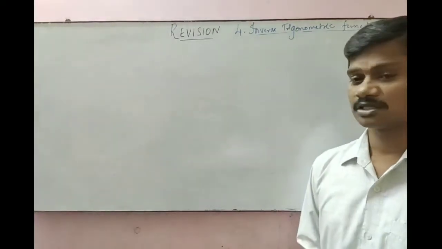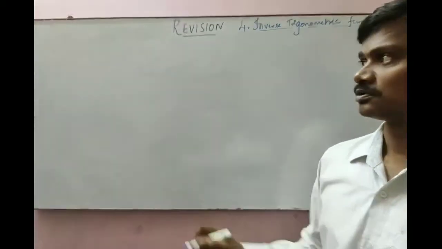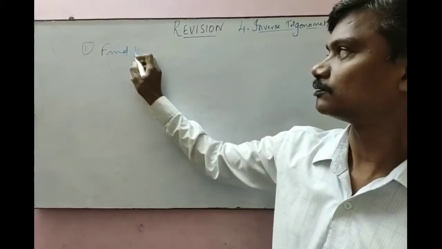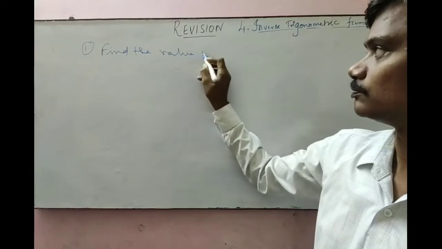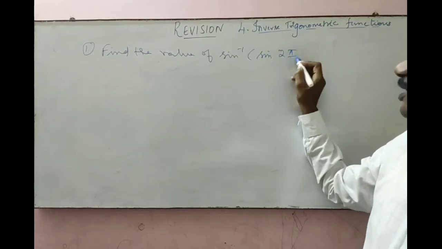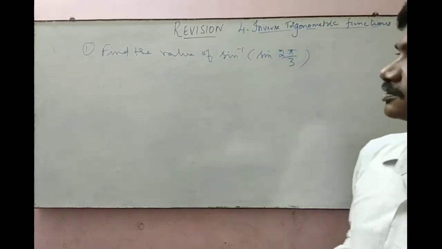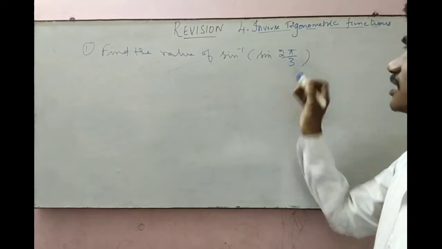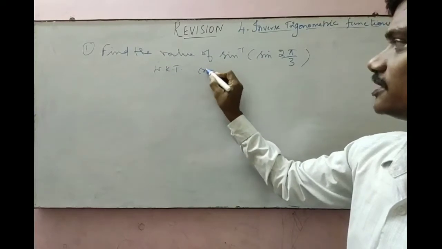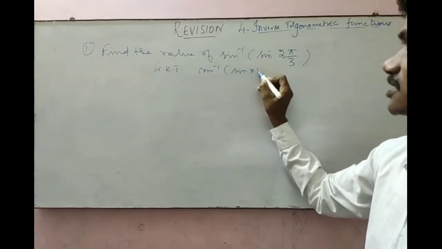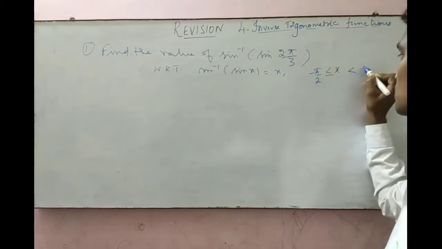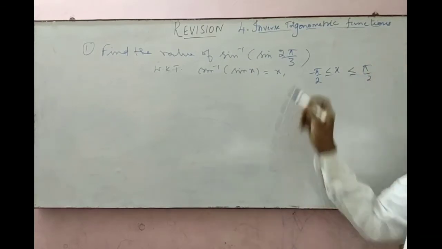So in this, the first sum is: find the value of sine inverse of sine 2 pi by 3. Okay, first sum, sine inverse of sine 2 pi by 3. We know that sine inverse of sine x is equal to x, where x lies between minus pi by 2 to plus pi by 2. Here this value 2 pi by 3.